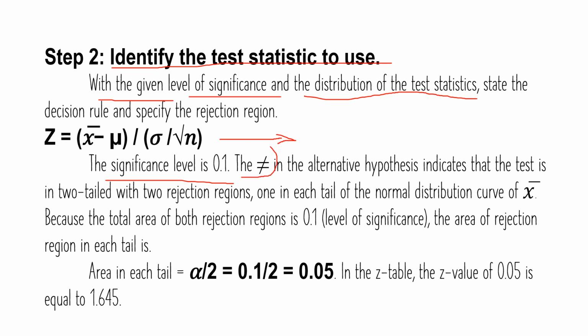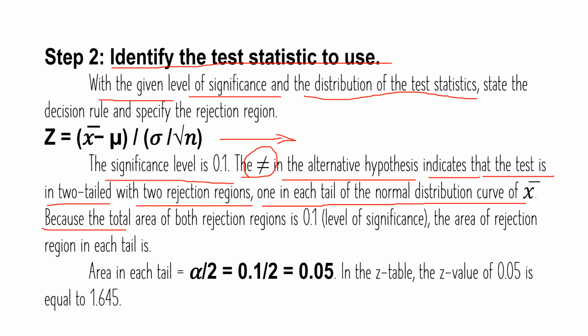The symbol not equal to in the alternative hypothesis indicates that the test is a two-tailed test. A while ago, I said that if you're going to decide whether it is a two-tailed or one-tailed test, it will depend on the symbol that we use in your alternative hypothesis. So with two rejection regions, definitely, because that is a two-tailed test, one in each tail of the normal distribution curve of your sample mean.